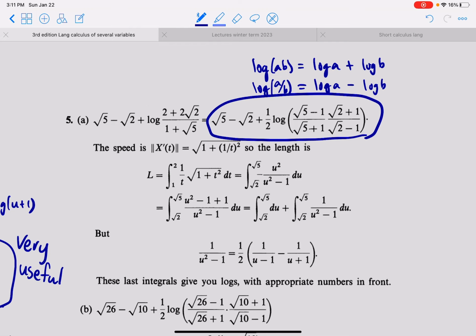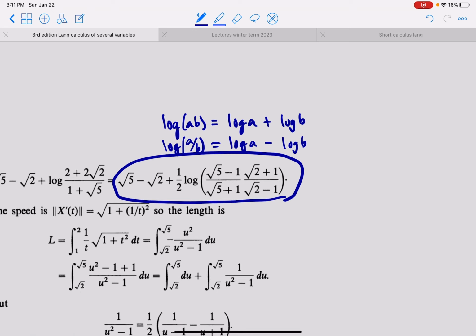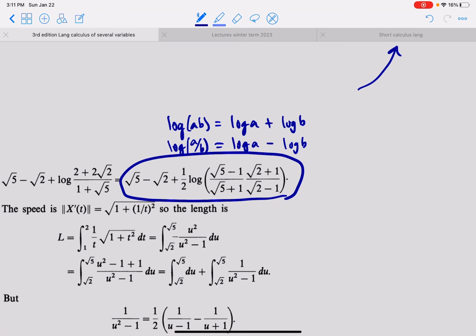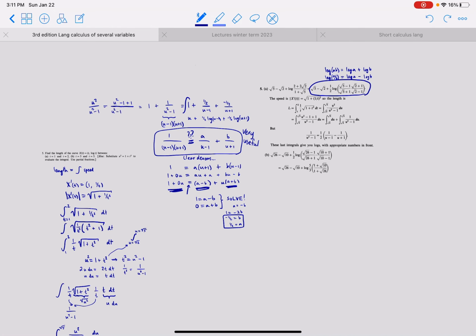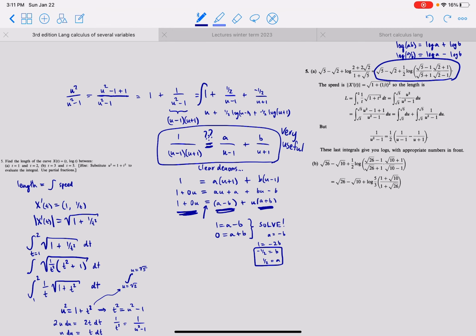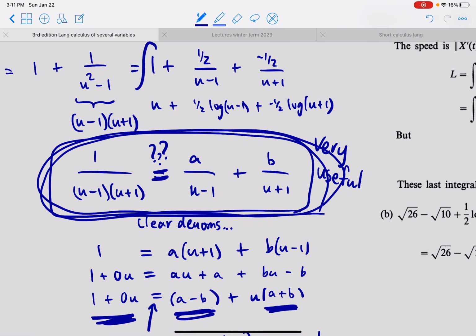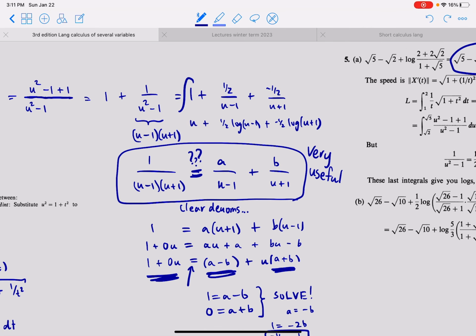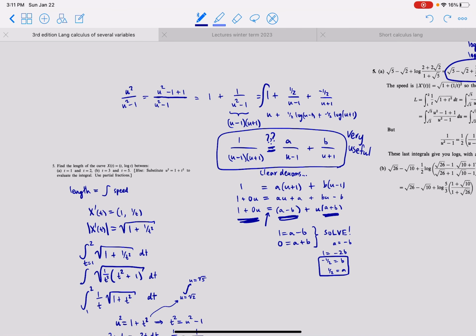Okay. So good. If you need to brush up on log, I would suggest Short Calculus by Lang, Chapter 8. This is a tough, tricky problem, but the tricky things are worth paying attention to. They're actually worth your time. They're not there just for no reason. They're there because the same tricks keep coming up in math. Okay. Bye-bye.